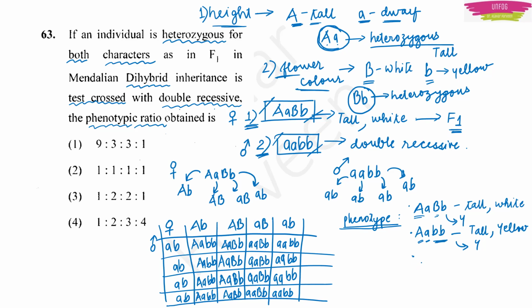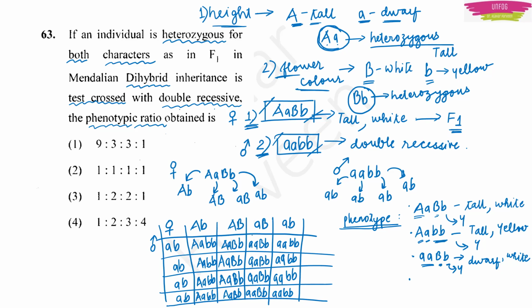Now next we have small a, capital B, small b. Now here small a is present in the homozygous recessive form. So small a is for dwarf. Okay. And next one is capital B, small b. Capital B is a dominant character. It will dominate the recessive character and we will get white colored flowers. Okay. And how many such plants are we getting? We are getting 4 such plants.